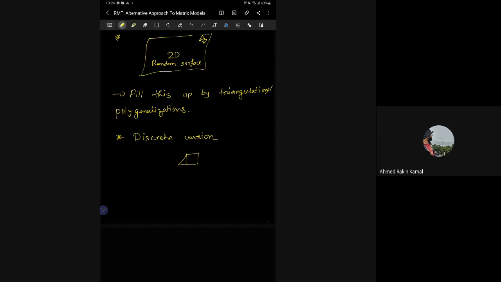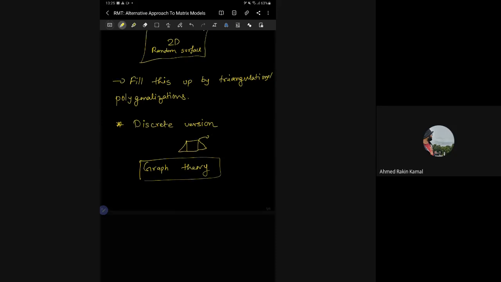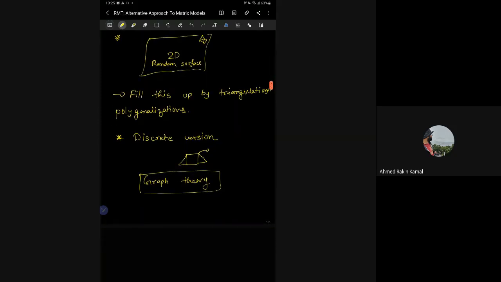These discrete graphs are in the domain of something called graph theory, which may be very familiar to our computer science people. They could be different graphs, with vertices and edges. We'll go to that. The basic idea is, if we want to explain the two-dimensional surface, we discretize it in terms of polygons or triangles, and we want to explain how this surface works.